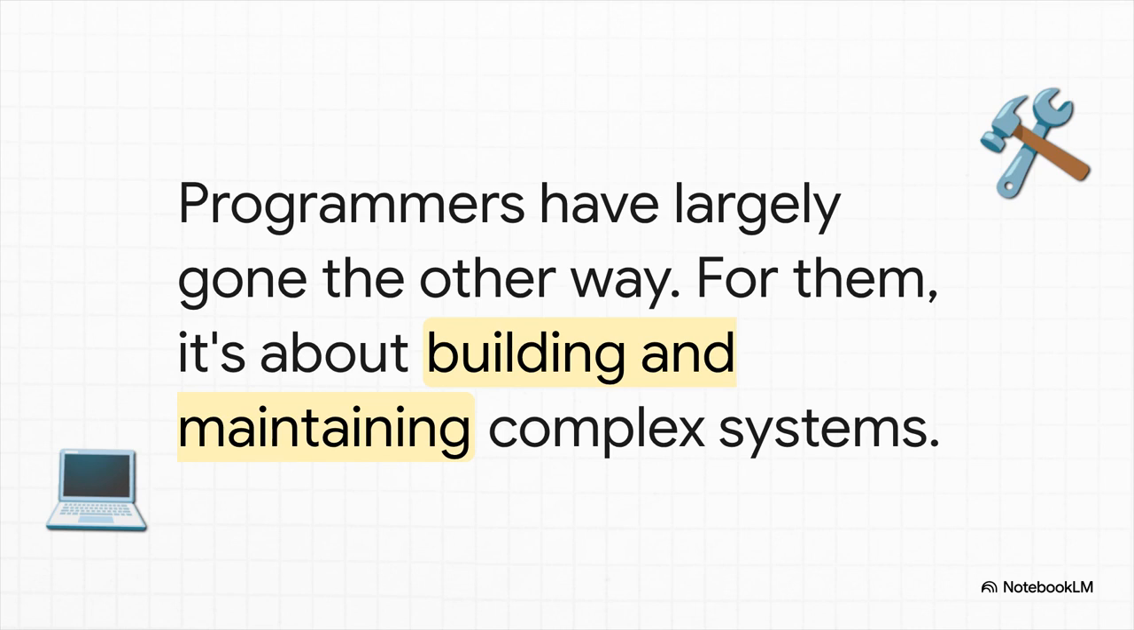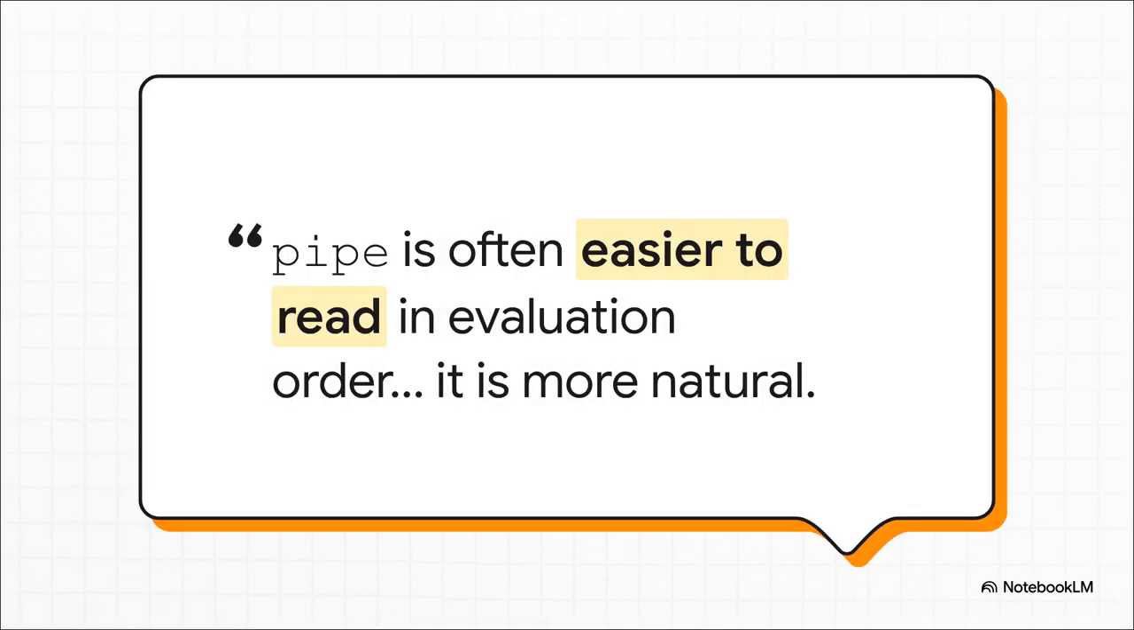But programmers? Programmers have pretty much staged a rebellion and gone the other way. And for them, the priority isn't some abstract proof. It's about building and, more importantly, maintaining software that actually works. And as the programmer Ahmad Hawash says here, it all comes down to being natural and easy to read. When you're staring at hundreds of lines of code trying to figure out what's going on, you want to read it in the order the computer is actually going to run it. The pipe operator lets you do exactly that.